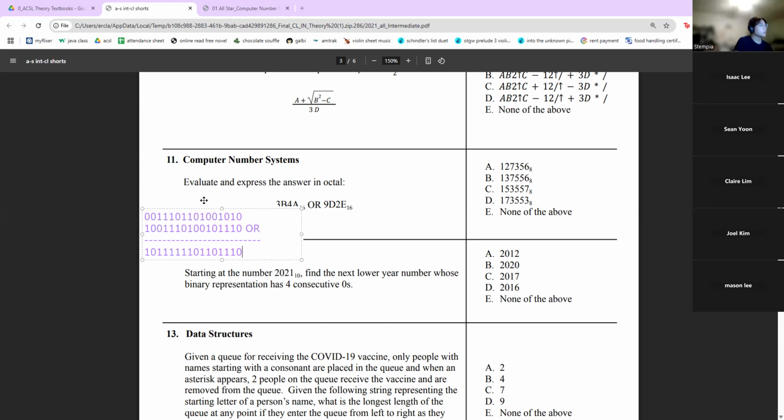When we are taking a binary string and we want to convert it into octal, starting from the right-hand side, we're going to split it up into groups of 3. And we're going to add any leading zeros as necessary. 0, 0, 1 in octal is 1. 0, 1, 1 is going to be 3. 1, 1, 1 is going to be 7. 1, 0, 1 is 5. 1, 0, 1 once again is 5. And then 1, 1, 0 is going to be 6. So our final answer is going to be 137556, which is answer choice B.